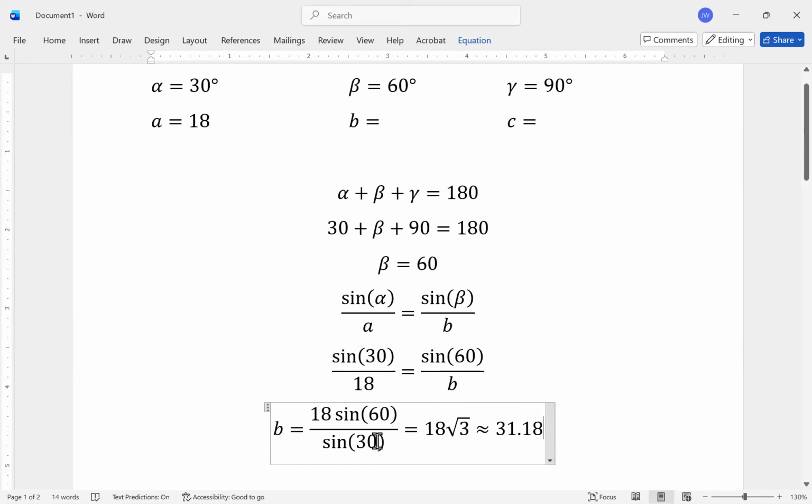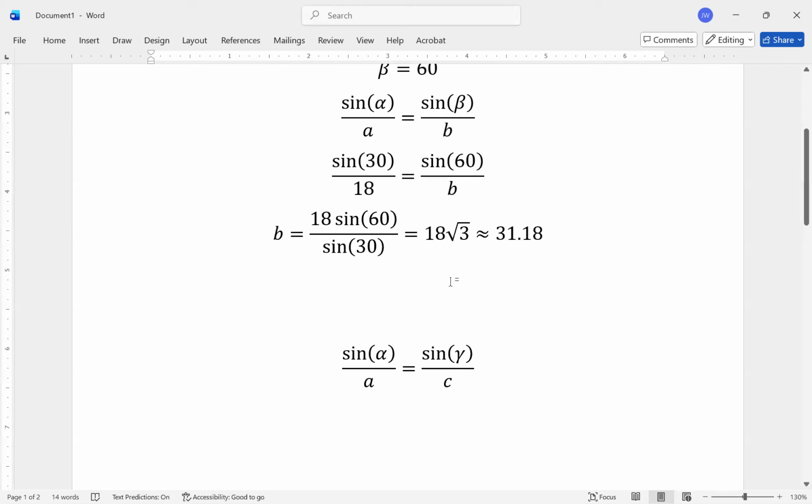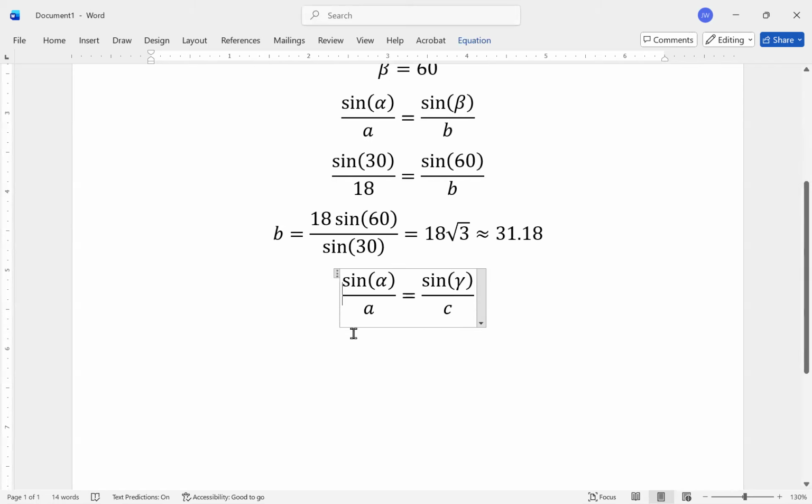But 60 and 30 are nice angles on a right triangle. So 18 root 3, or I'm just going to write 31.18 for simplified purposes. Then we move on to the next ratio. Again, if you wanted to use beta and b, you could have done that. I'm going to use alpha and a. So sine of alpha, which is sine of 30, divided by a, which is 18, is equal to sine of gamma, which is sine of 90, over c.